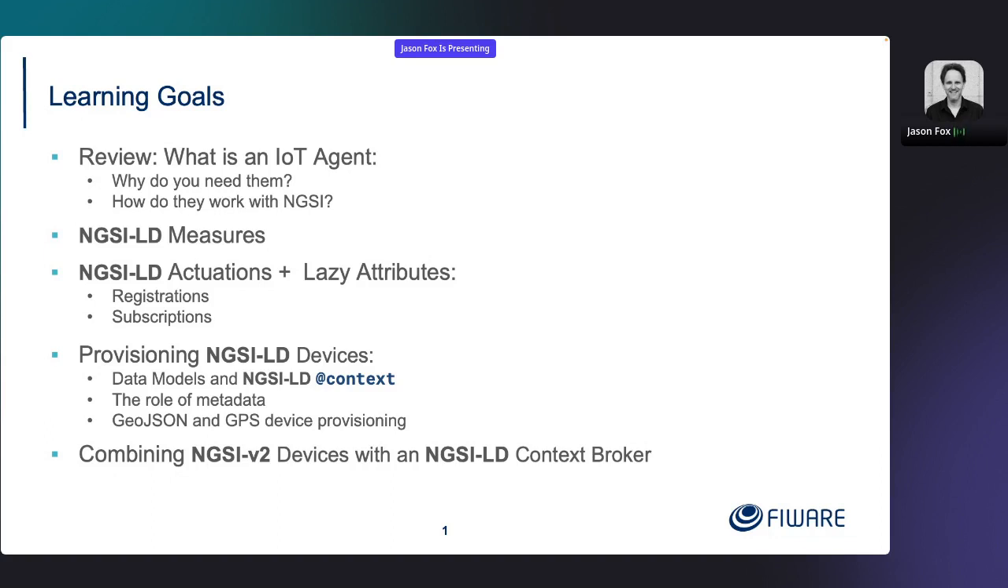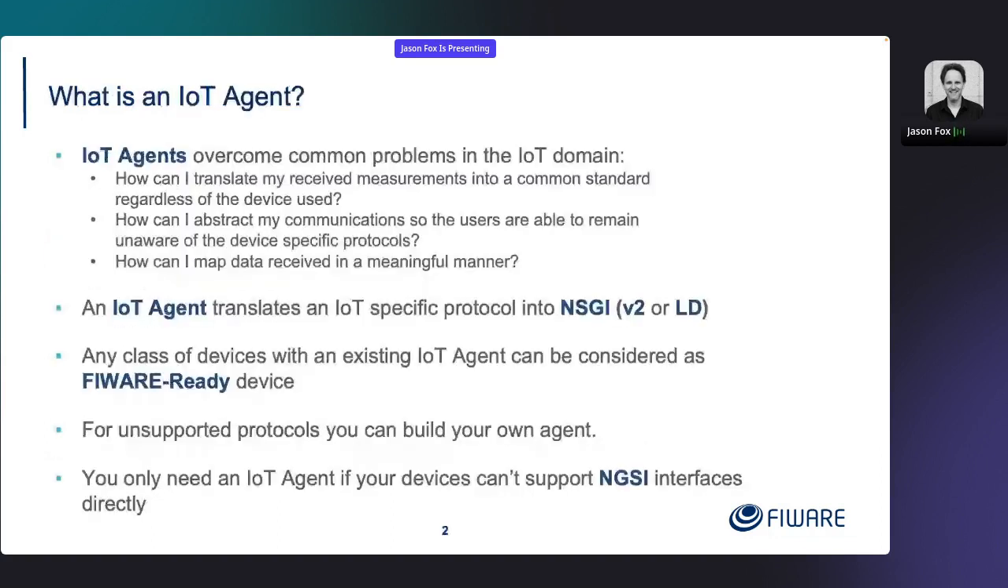So let's just summarize what an IoT agent actually is. IoT agents are there to overcome a common problem in the IoT domain, in that you've got data in some sort of standard. You're using OneM2M, you're using JSON payloads over HTTP, over MQTT. You're using a well-defined binary format like Sigfox, or you're using a standard robotics system like ROS or ROS2.